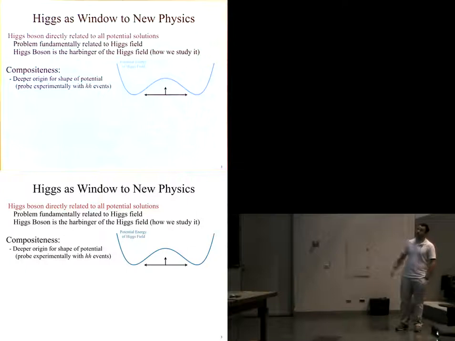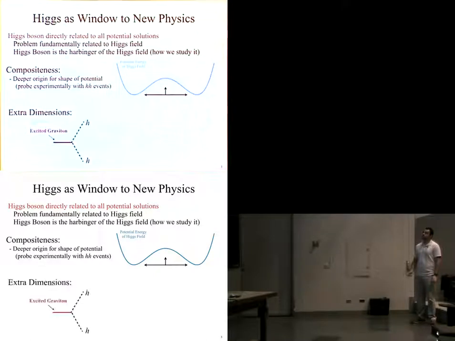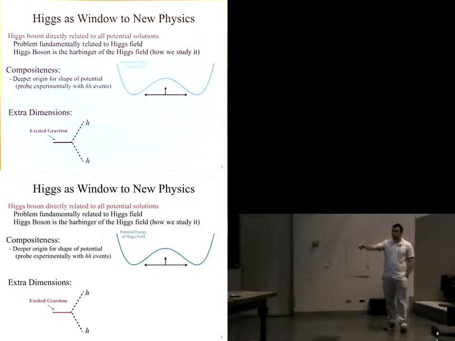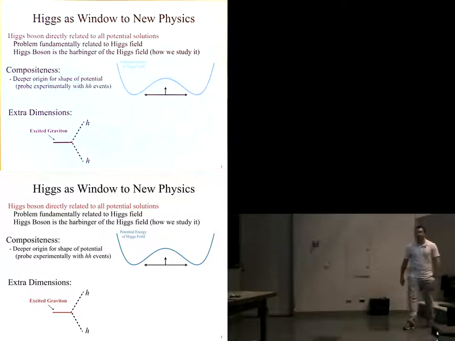So I'll just go through how the connection works for the three potential solutions. For this compositeness idea, it's really that there's a deeper origin for this potential that we talked about. In order to understand this potential and really measure it in detail, as we'll talk about later, we could do this experimentally with events that have pairs of Higgs bosons, or two Higgs bosons in an event.